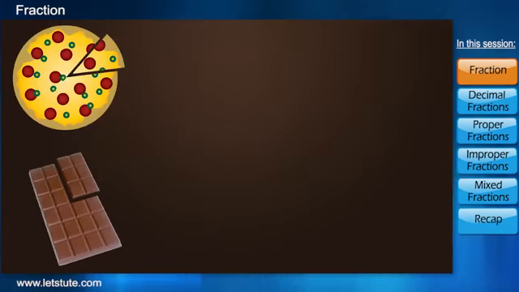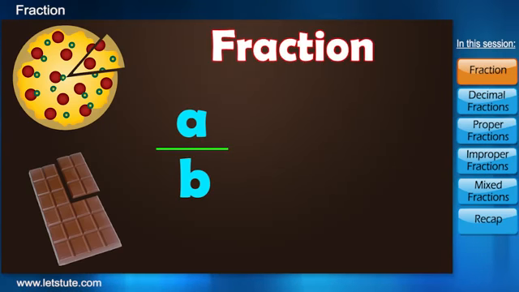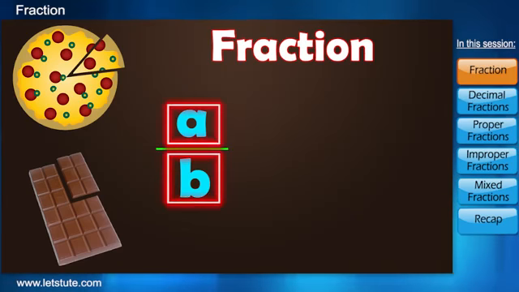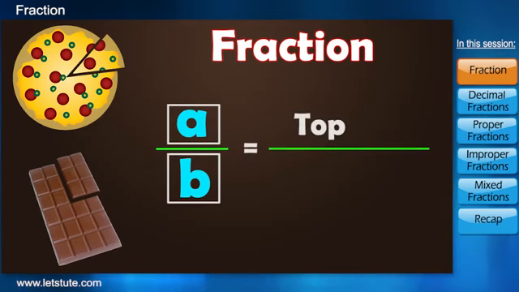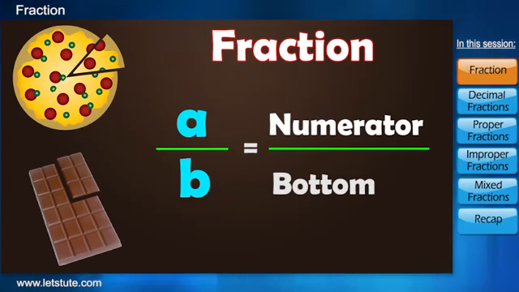Fraction to a layman is just some part or a piece of something. The numbers of the form a by b are called fractions. Let's learn something more about fractions. As we can see, a fraction has 2 parts, one top part and one bottom part. The top part is known as numerator and the bottom part is called as denominator.